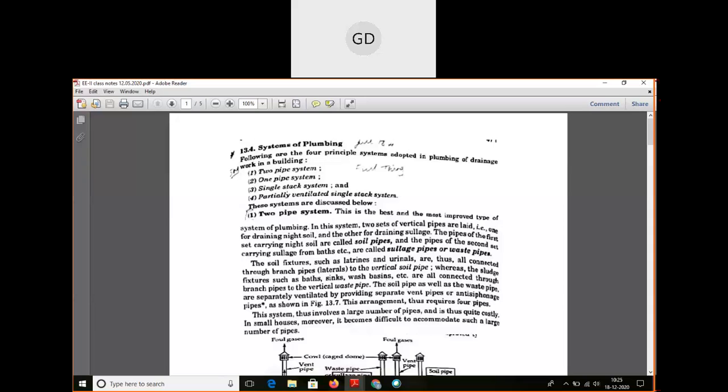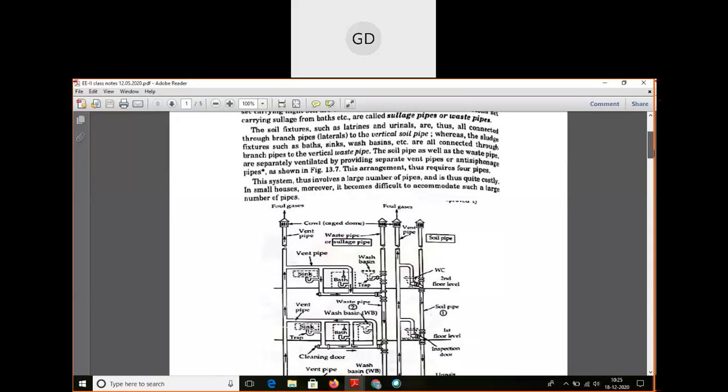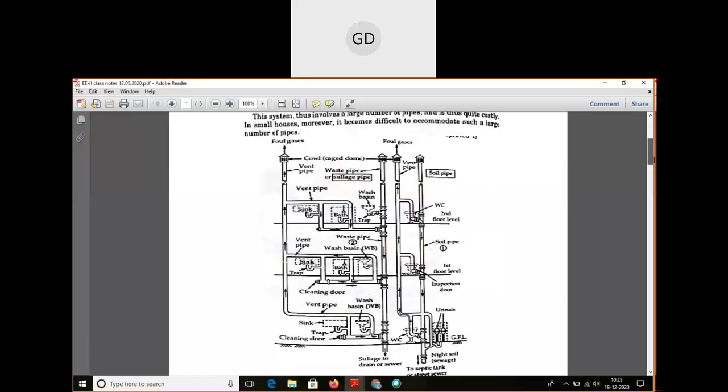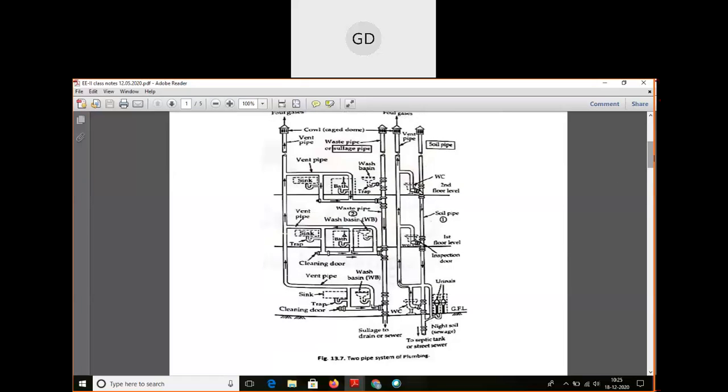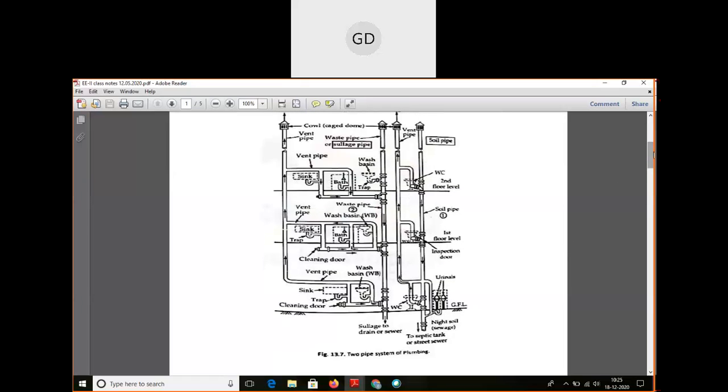This is the diagram of this two pipe system. You can see here this pipe is the soil pipe carrying the night soil, and this is the waste pipe, or you can say the sullage pipe, carrying the sullage only. So this is a sketch of the two pipe system of plumbing.